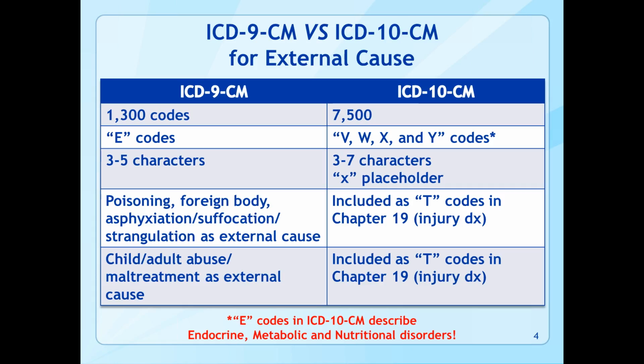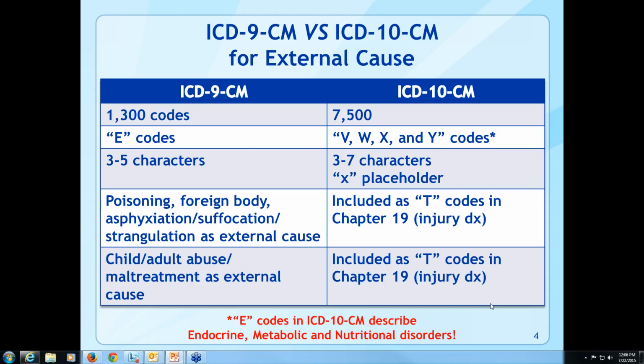This table summarizes some of the major differences. As you've likely heard already, ICD-10-CM captures a lot more detail than ICD-9-CM, and this is reflected in the number of codes there are to choose from. For example, in ICD-9-CM, there were approximately 1,300 codes related to external cause. In ICD-10-CM, there are approximately 7,500 external cause codes, so nearly 6 times the number of codes that were in ICD-9-CM.